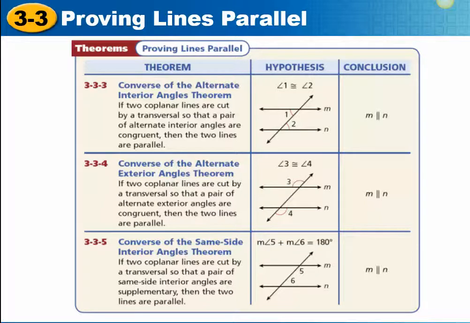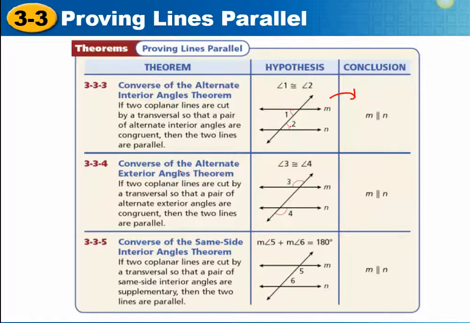All right, so we have these theorems here now. Number 3.3 says the converse of the alternate interior angles theorem. The first theorem that we learned in the last section, the alternate interior angles theorem, said that if you have parallel lines, then alternate interior angles will be congruent. This theorem says that if you have two coplanar lines cut by a transversal, so that a pair of alternate interior angles are congruent, then the two lines are parallel.